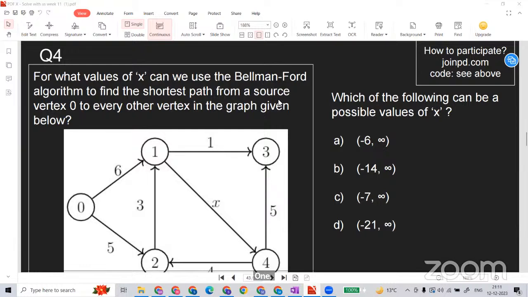No, we want to apply Bellman-Ford. So what are the possible values we can still give so that the Bellman-Ford algorithm is applicable? Think in the case of negative weight cycle. The graph has a cycle 1 to 4, 4 to 2 and 2 to 1. If you calculate the weight, it is 3 plus 4 plus x, 7 plus x. Now what value of x will ensure that the cycle doesn't have negative weight?